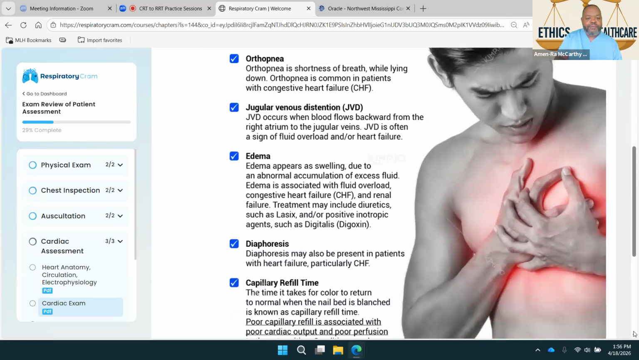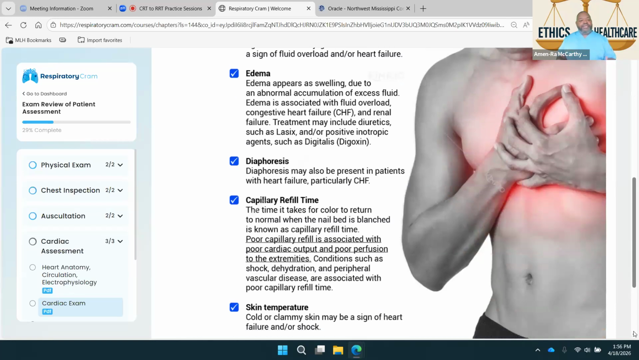What about edema? Edema appears as swelling, right, due to abnormal accumulation of excess fluid. Edema is associated with fluid overload, which is also congestive heart failure. Renal failure, right? Somebody who has kidney problems, if they can't excrete the waste or excrete the fluid, it's going to start backing up into the heart, right, into the lungs. Ultimately, it's going to show up in that area, right? That's why you have to get that fluid off. They have to get dialysis. They have to get diuretics and all kinds of things like that to help in acute kidney disease.